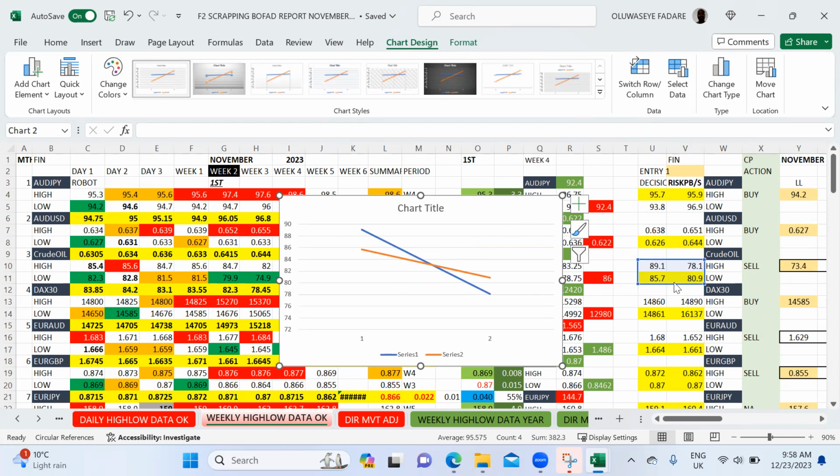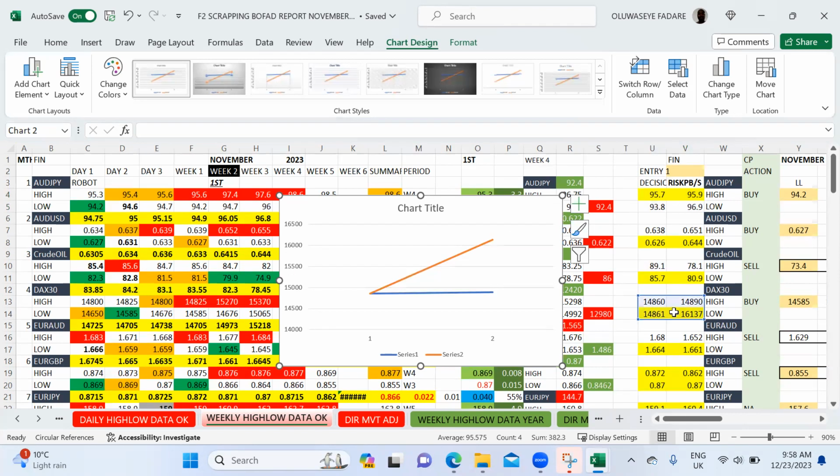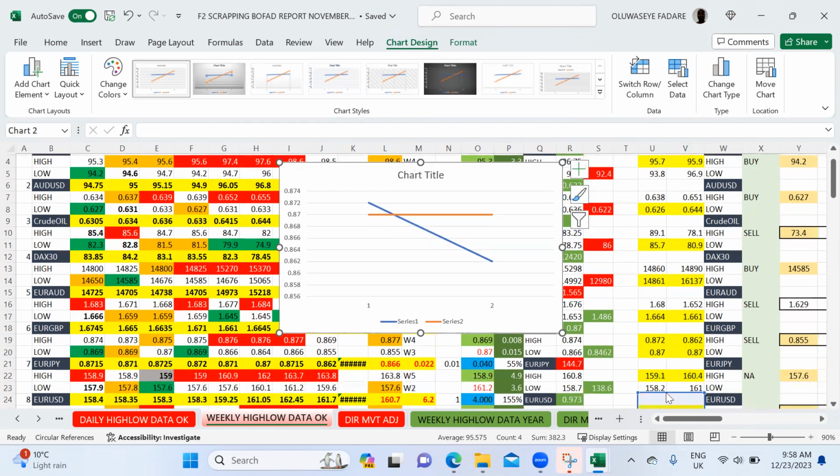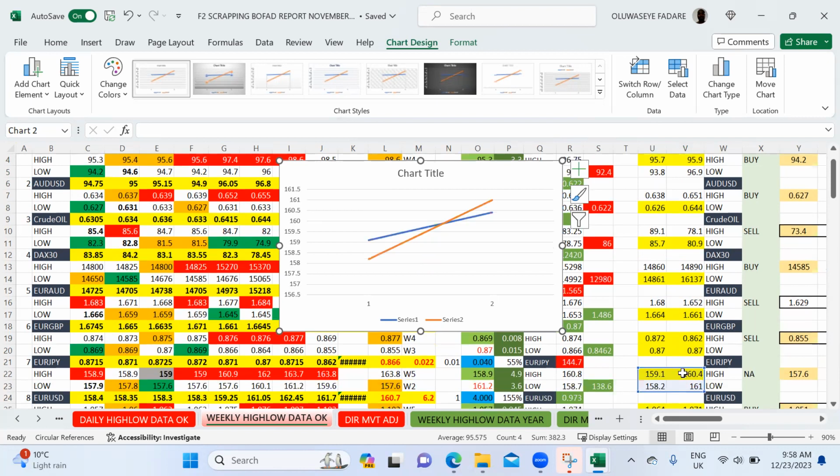You see, this means the market is coming down. You see, this means the market is going up. You see, this means the market is coming down. This means the market is coming down. This means the market is going up. This means the market is going up.